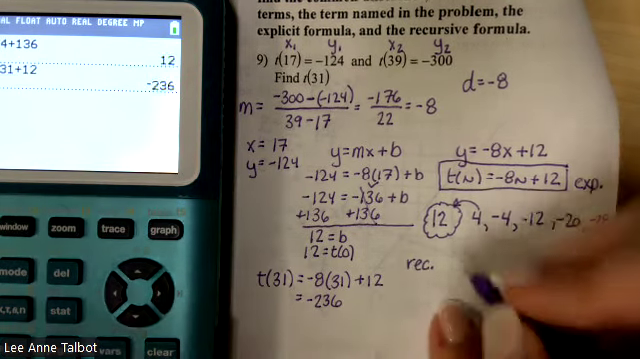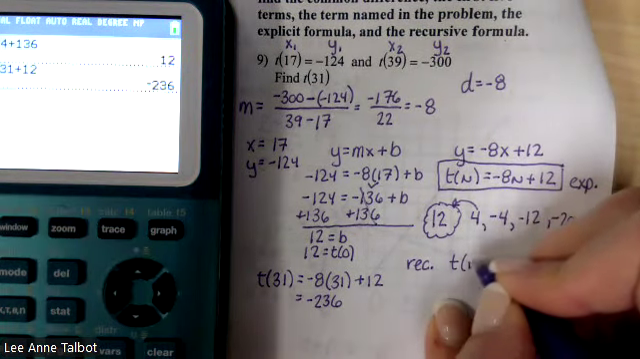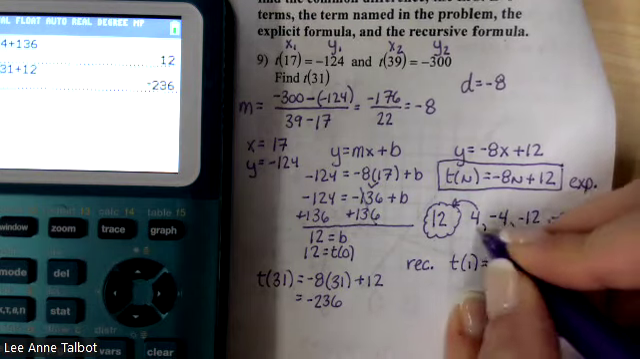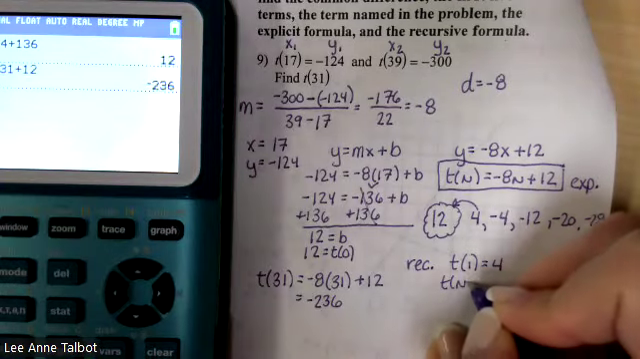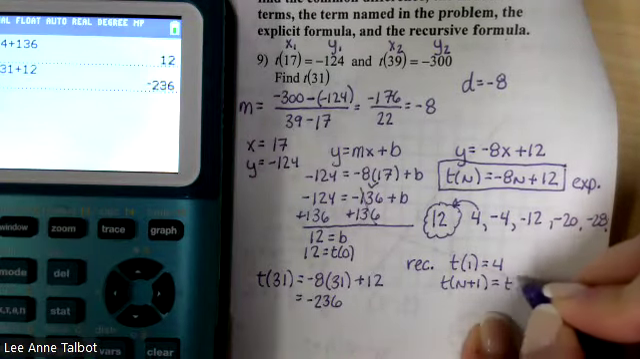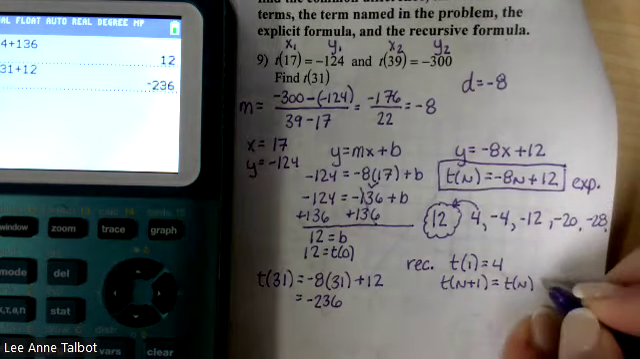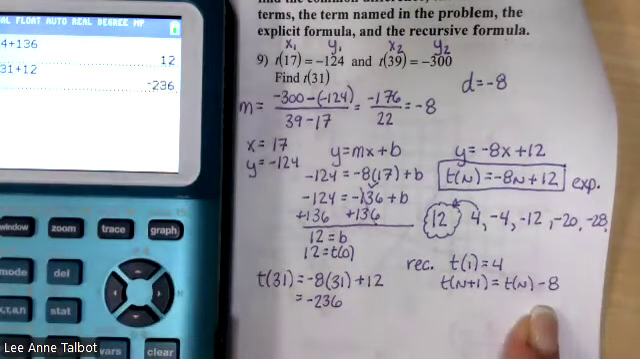Okay, so recursive, we start with the first term. First term is 4. From that, to get the next term, we take the previous term and go down 8 each time.